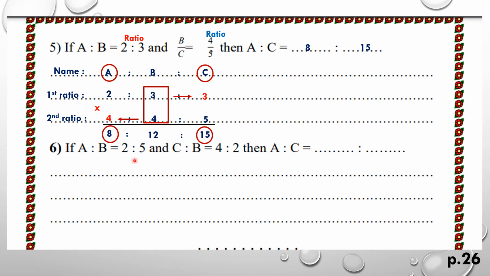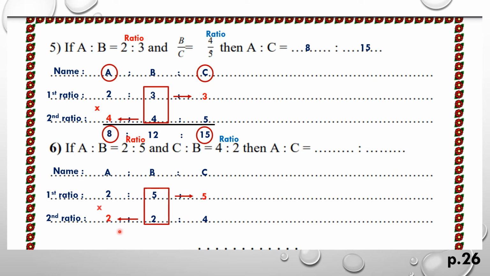Number 6. If A to B equals 2 to 5 and C to B equals 4 to 2, then A to C equals what? Now we have a ratio and another ratio. My form will be name, first ratio, second ratio. The names here are A to B to C. First ratio, 2 to 5, 2 under A, 5 under B. Second ratio, 4 to 2, 4 under C, 2 under B. Pay attention to the order, please. Do we have a completed column? Yes, we have. So here, we are going to put another 5, and here, another 2.